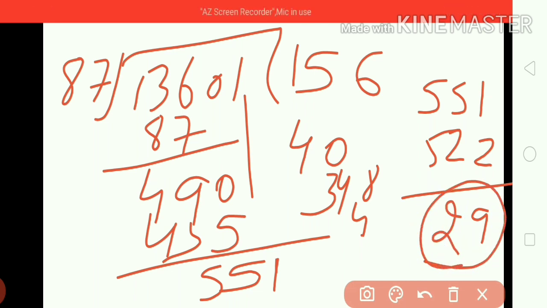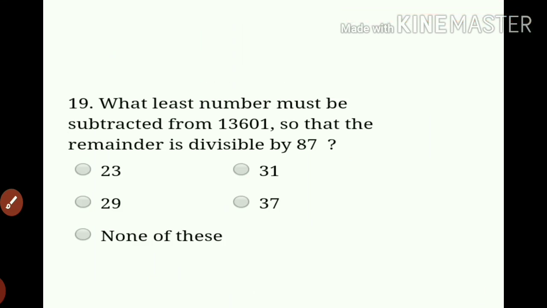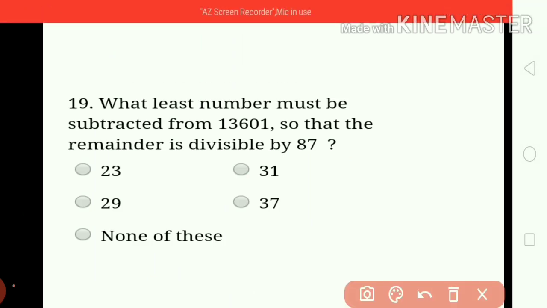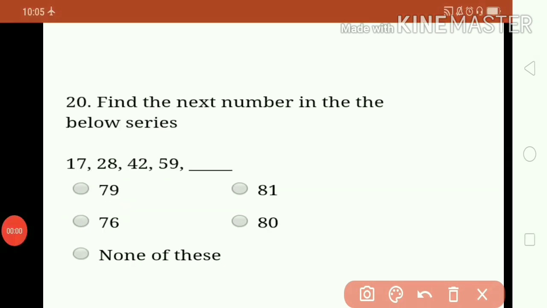So this is 29 that should be subtracted, and then the number will be divisible by 87. So the answer is 29. See which option is showing you 29. This one. Okay. Now come to question number 20.